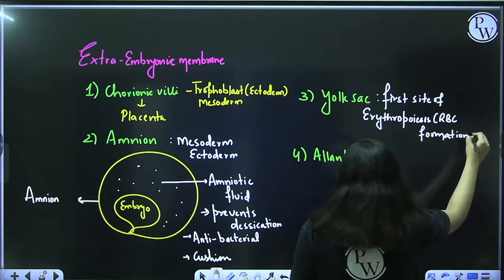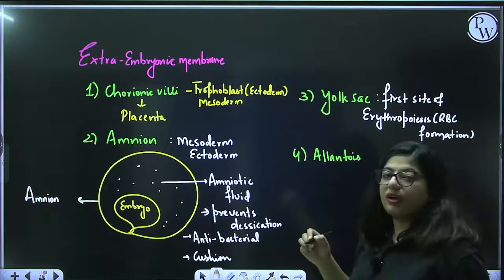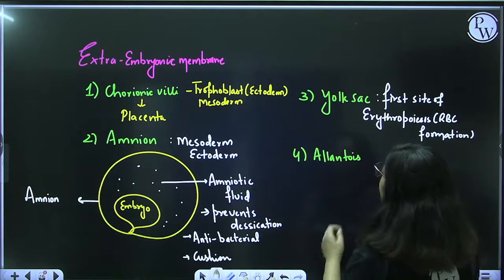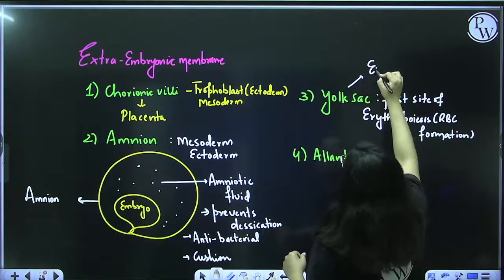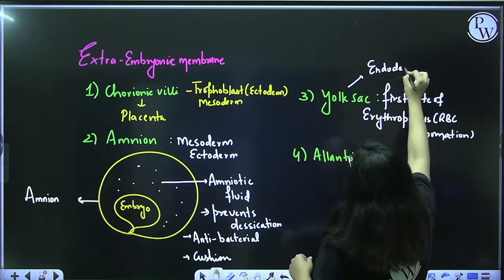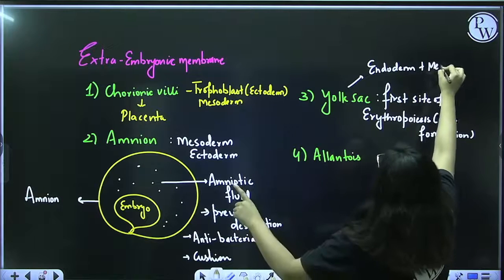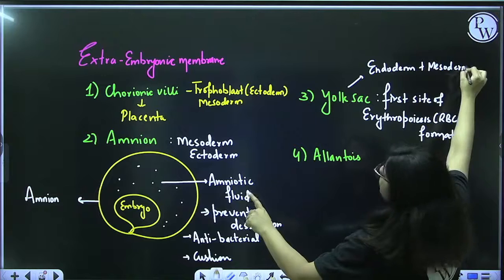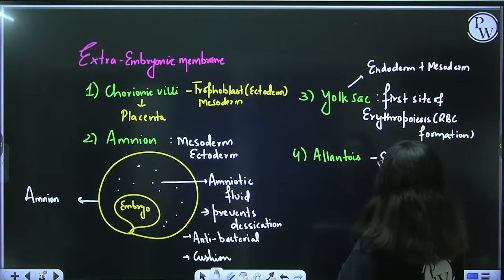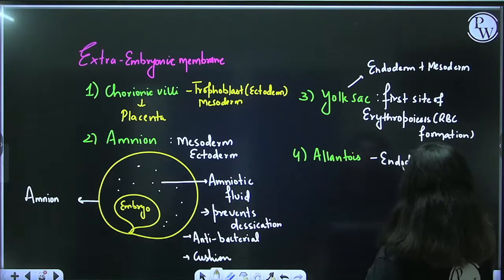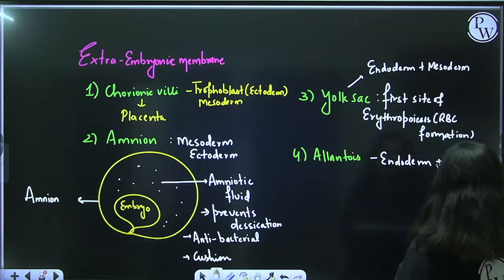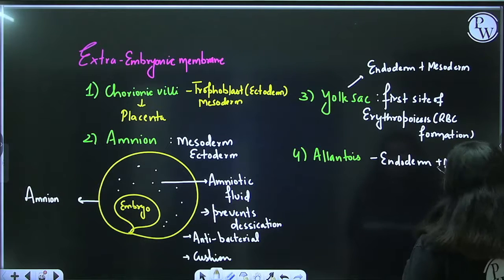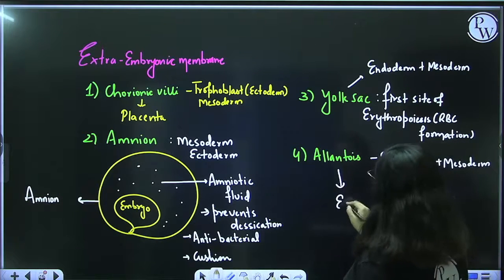Okay. Now, what about allantois? Okay, let's see what they are made up of. Allantois and yolk sac, both are made up of endoderm and mesoderm. What's the role of this allantois? It helps in excretion.